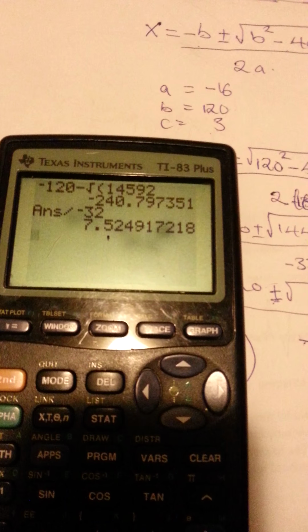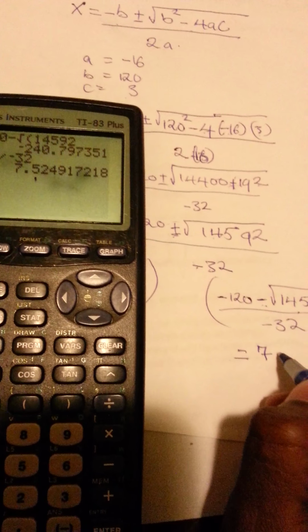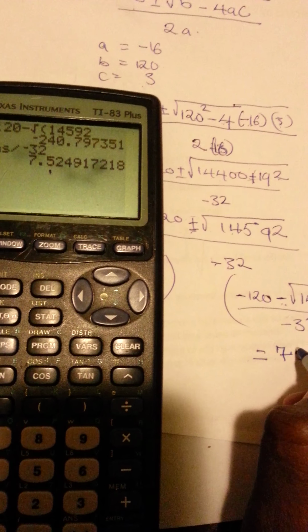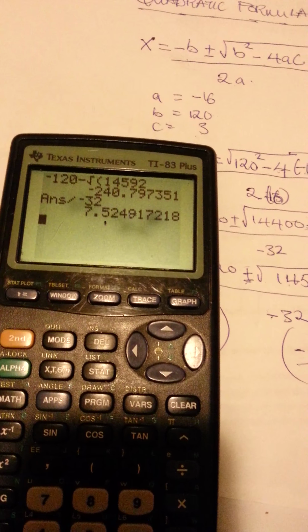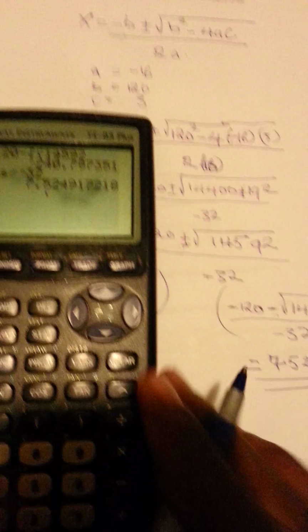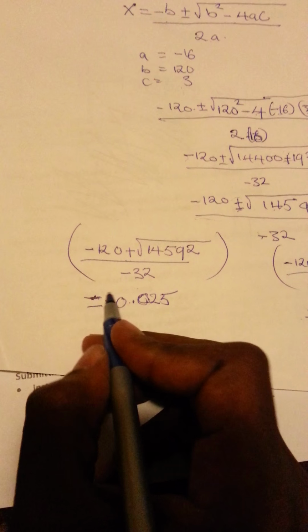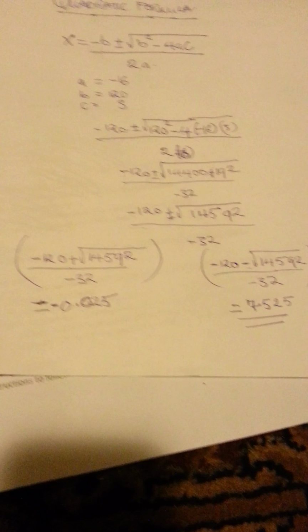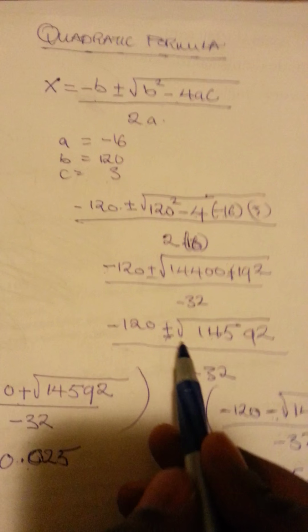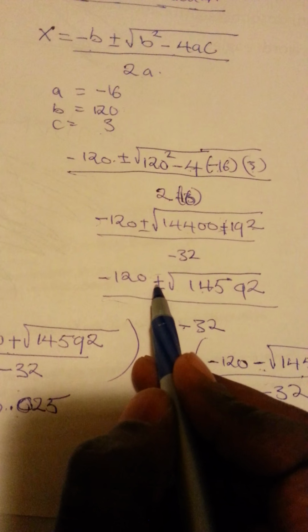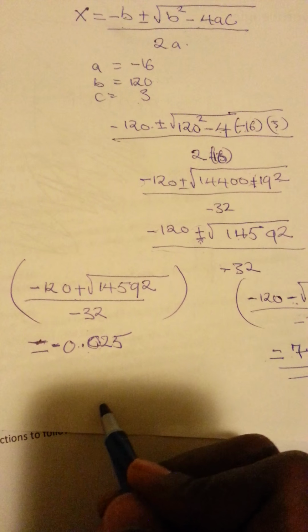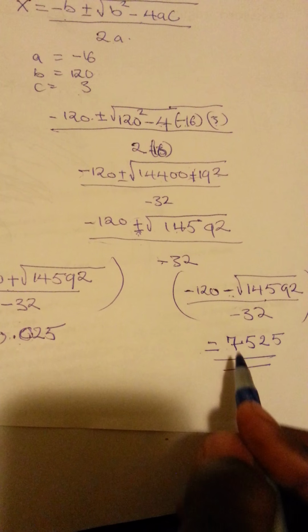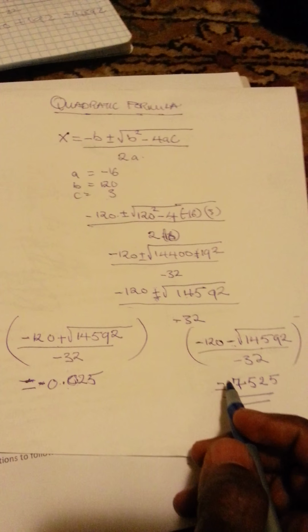We got 7.52, then round off 4, and we got 7.525. Then in the other one we got negative 0.025. So keep in mind, every time we got this positive and negative, we will end up with two answers, one with the negative sign and the other one with the positive sign.